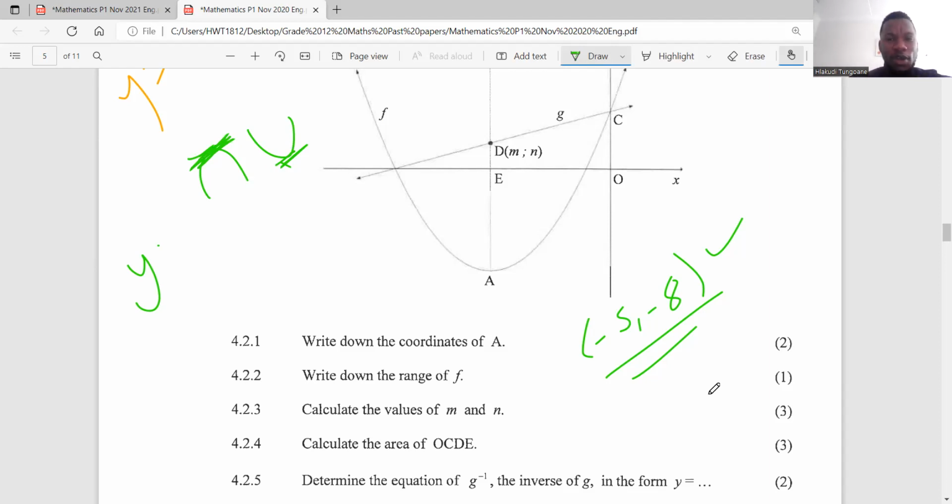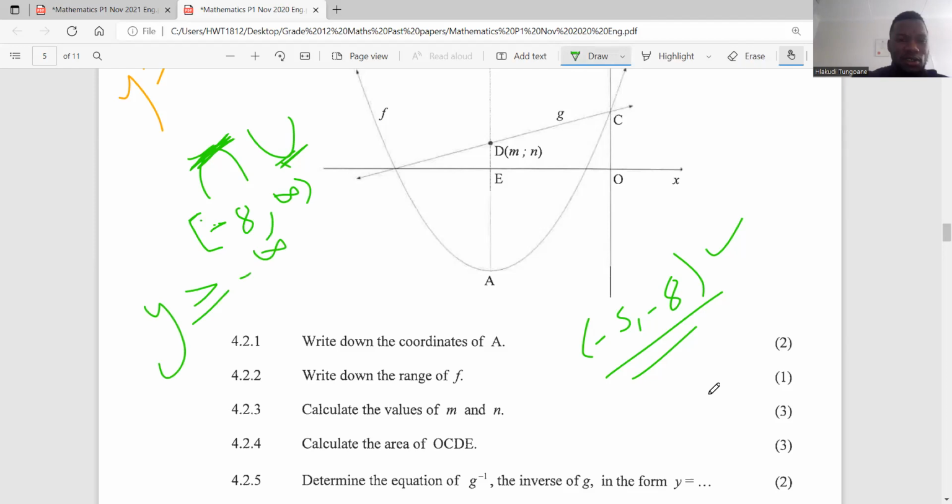In this case, we have a minimum. So the range is y is an element of all real numbers. Let's write it in terms of brackets. Remember, the square bracket means including. So you can say from -8 up to positive infinity. Or another way of writing it, you can say y should be greater than or equal to -8.